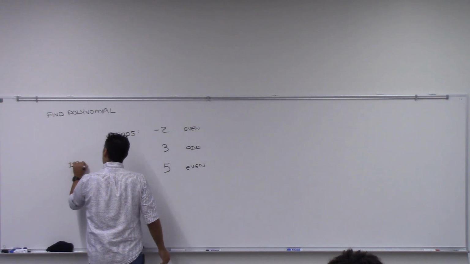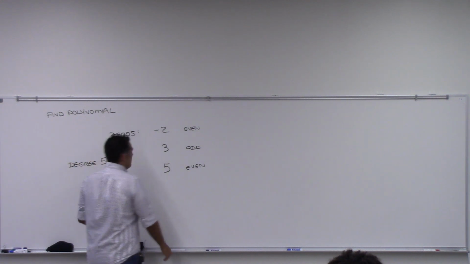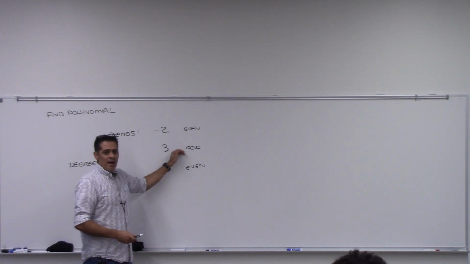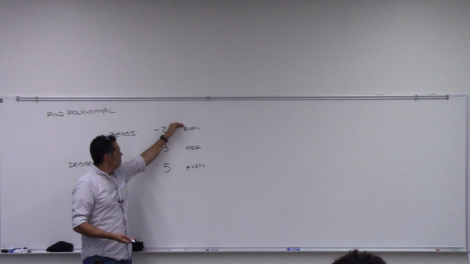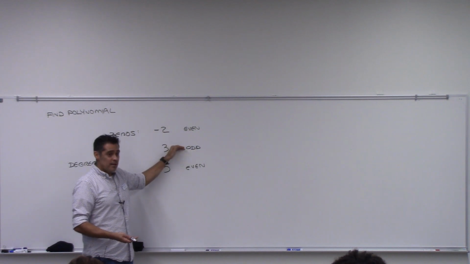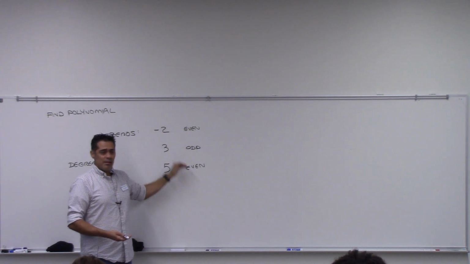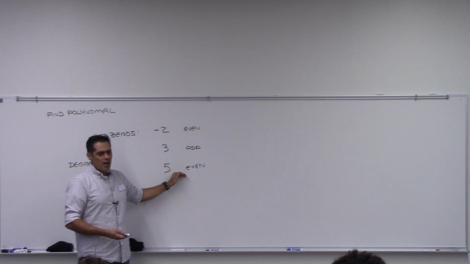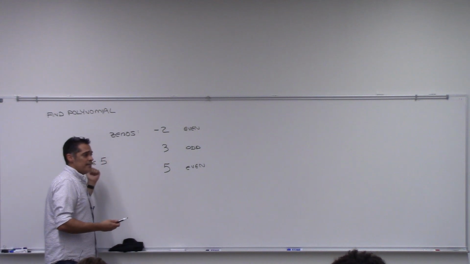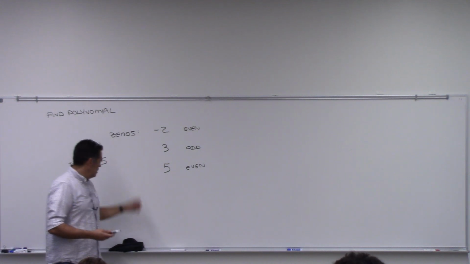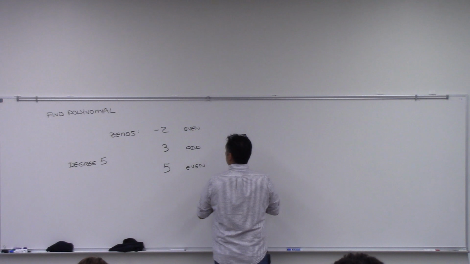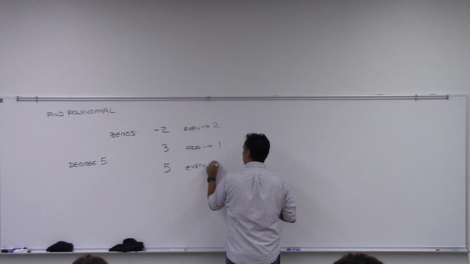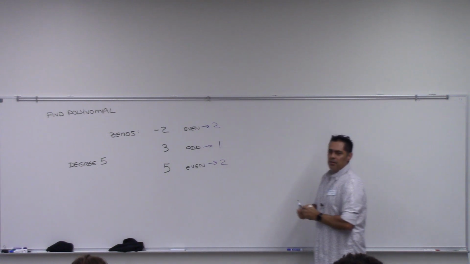So if this is a degree 5 polynomial, and we have to have an even, an odd, and an even, what are the only possibilities? 2, 1, and 2, right? 2, 1, and 2 are the only multiplicities possible. Otherwise, we're going to have more than degree 5, right? With me? So this one we knew was even, but it actually needs to be 2. This is odd, it has to be 1. There's no other way to get a degree 5.